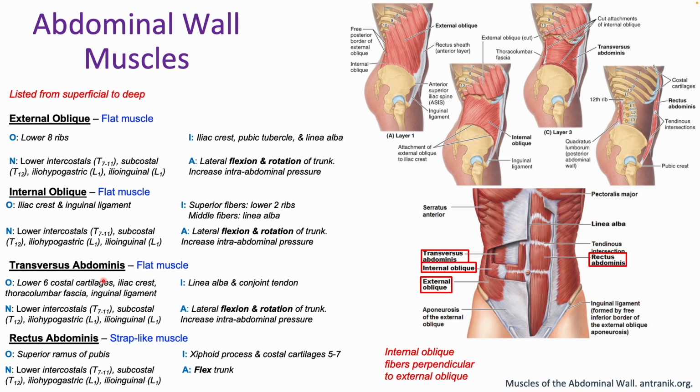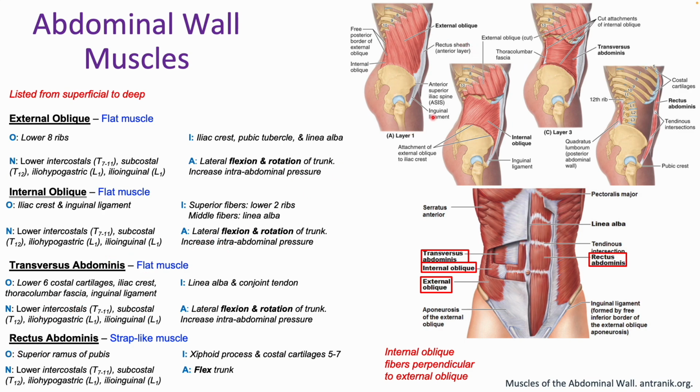Our transversus abdominis is the deepest flat muscle, and it can be seen up here. It's running a little more transversely, as hinted by the name, but it's going to originate from our lower 6 costal cartilages and the iliac crest, the thoracolumbar fascia, and the inguinal ligament. That's a lot of things, but you can get an idea for where it's inserting and originating based on this picture. It's going to insert on this side at the linea alba and conjoint tendon, which is down here. So it's essentially just going to insert over here at the midline and originate a little more posteriorly, as well as some other spots.